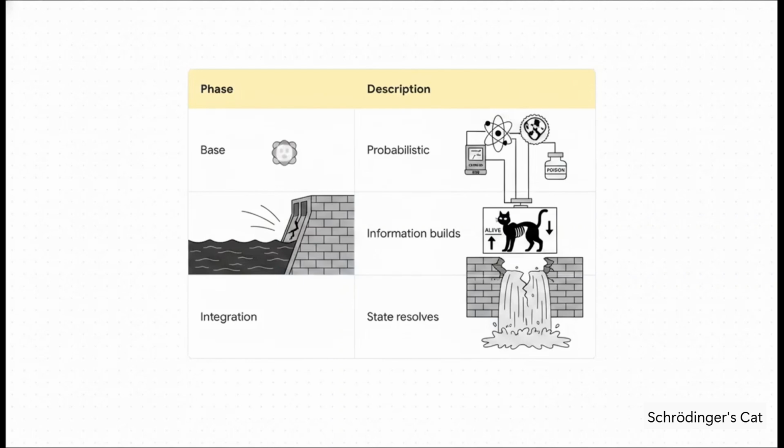And finally, we reach the integration phase. The dam breaks. The system is literally forced to resolve into a registered permanent state. The poison is either definitely released or definitely not. The cat is alive or it's dead. There is zero magical limbo here. The information itself simply forced a real physical outcome long before a human ever even touched that box.